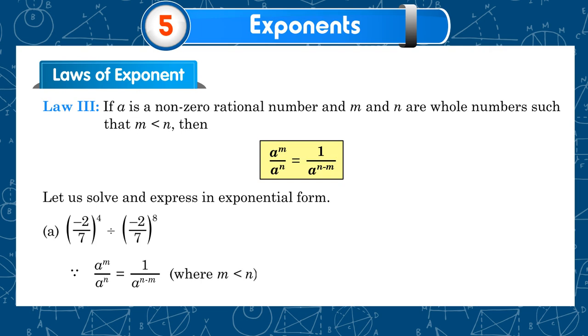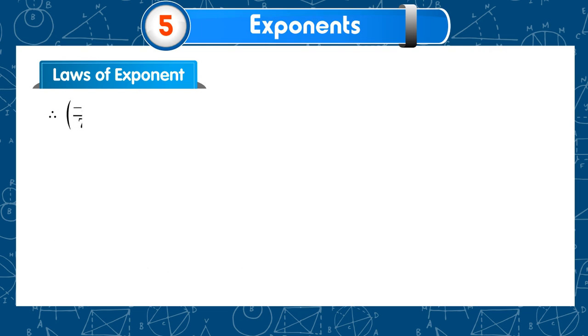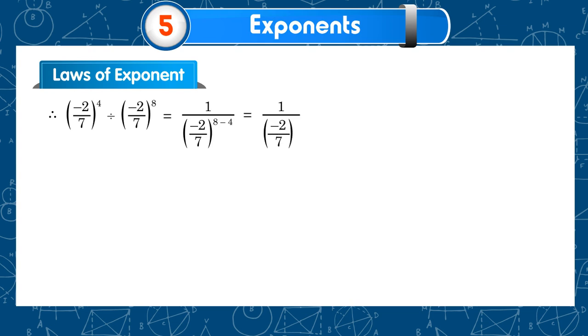Therefore, minus 2 upon 7 wholes raised to the power 4 divided by minus 2 upon 7 wholes raised to the power 8 equals 1 upon minus 2 upon 7 wholes raised to the power 8 minus 4 equals 1 upon minus 2 upon 7 wholes raised to the power 4 equals 7 upon minus 2 wholes raised to the power 4.